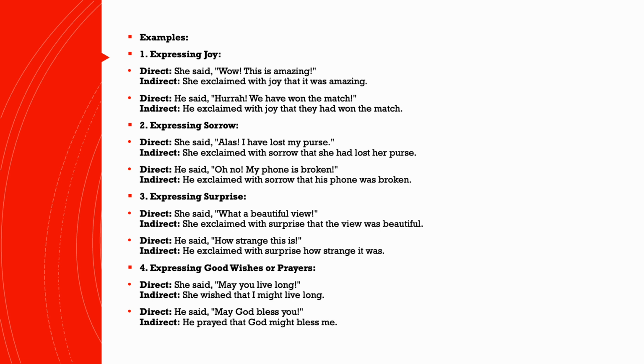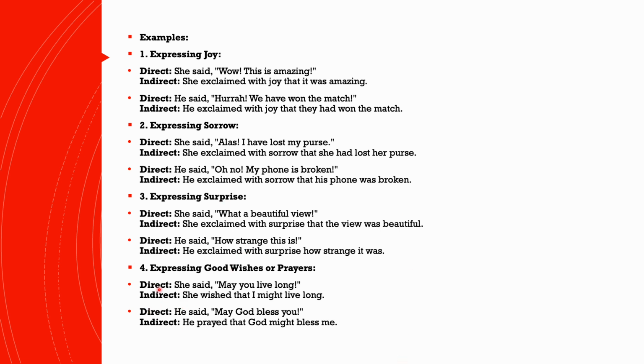The next one, alas, I had lost my purse. So here it is, she exclaimed with sorrow. The next one, oh no, my phone is broken. So it's an expression of sorrow. So again it will be, he exclaimed with sorrow. The next one, surprise. What a beautiful view. So it will be, she exclaimed with surprise. So you have to give the word which expresses the feelings in that sentence.